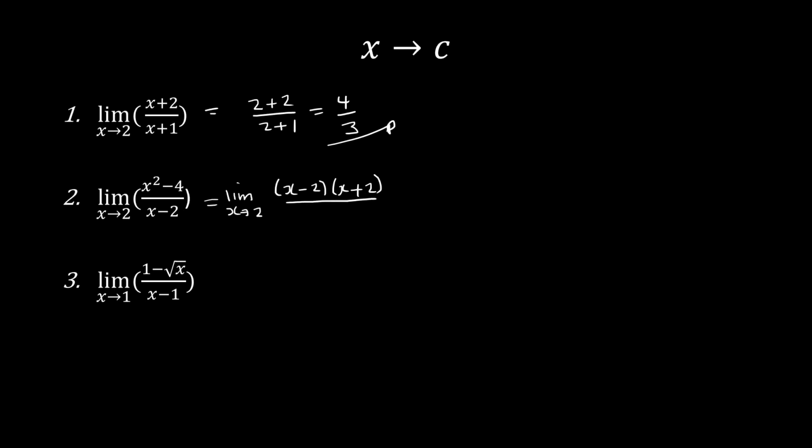If I do the difference of two squares at the top, this is what I will have. Then we can see x minus 2 cancels the term at the denominator, then we are left with only x plus 2. Now you can substitute. If I substitute my 2, I have 4.